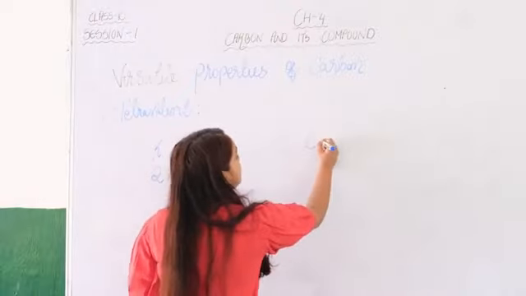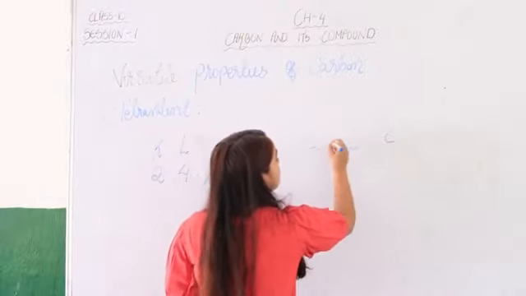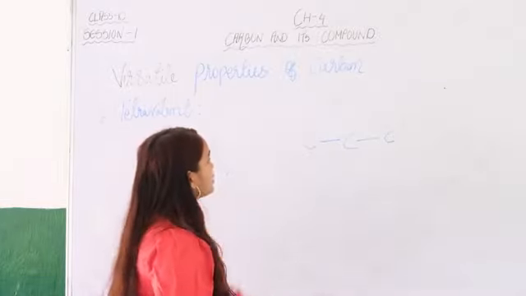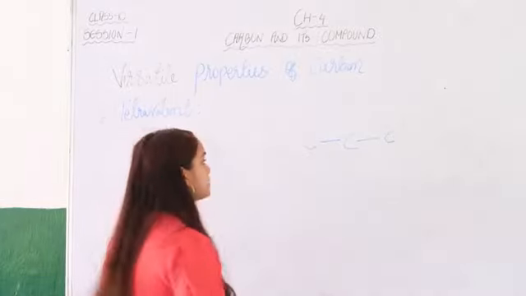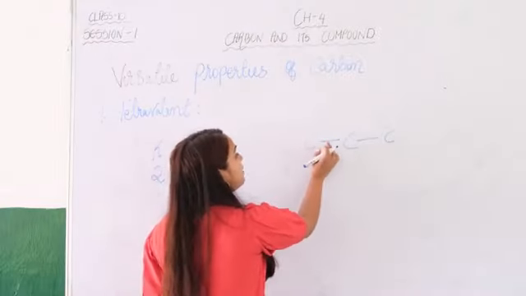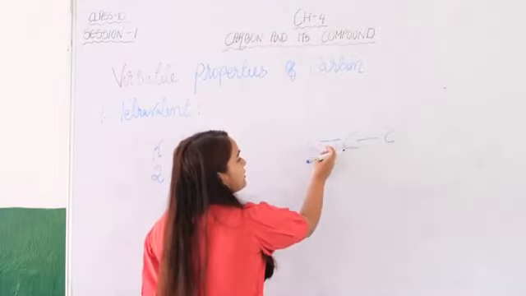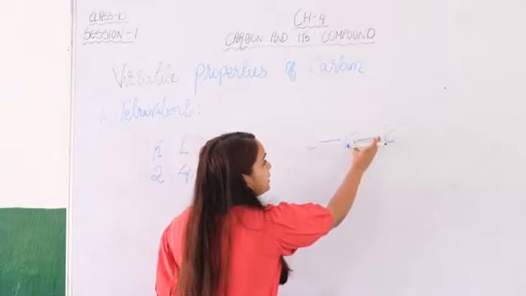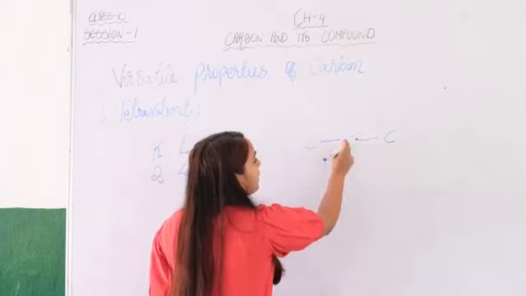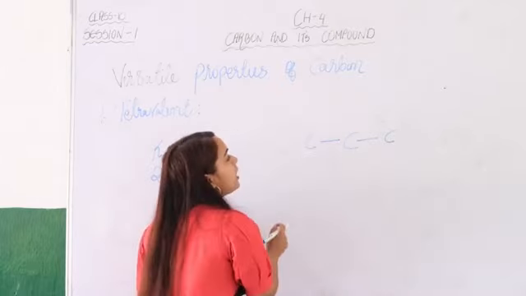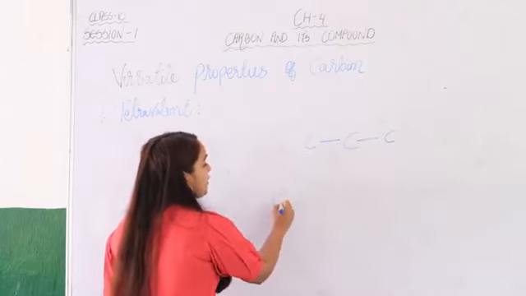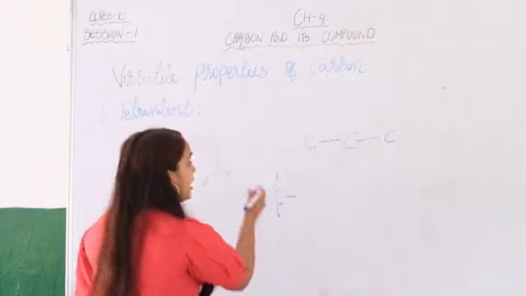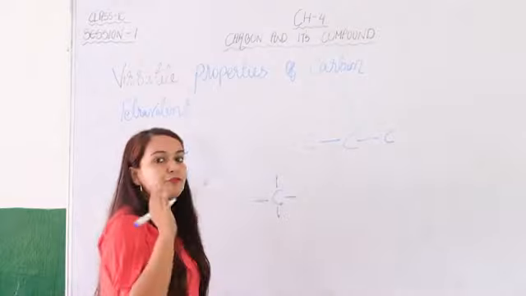Suppose there are 3 carbons, all attached by a single bond. Now, as we know, carbon needs to maintain its tetravalency. Here, this bond is shared by this carbon and this bond is shared by this carbon as well as this carbon. So whenever we talk about tetravalency, we count their bonds. That means how many bonds are present. And always carbon should have 4 bonds.